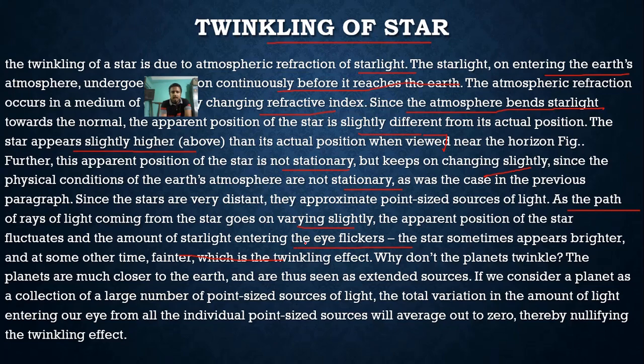For this reason only, since the stars are very distant and approximate a point-sized source of light, they appear to us as point-sized. So the rays coming from the star keep varying slightly. The apparent position of the star fluctuates and the amount of starlight entering the eye flickers. The star sometimes appears brighter and at other times fainter, which is the twinkling effect.